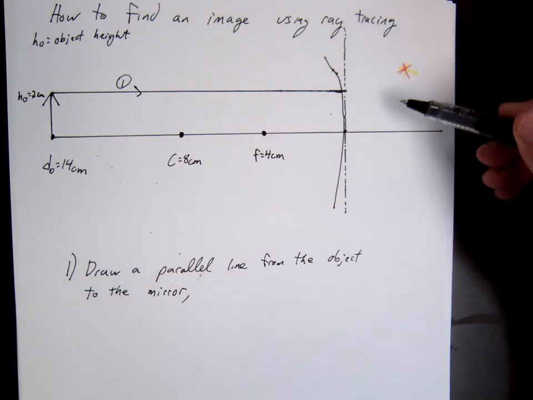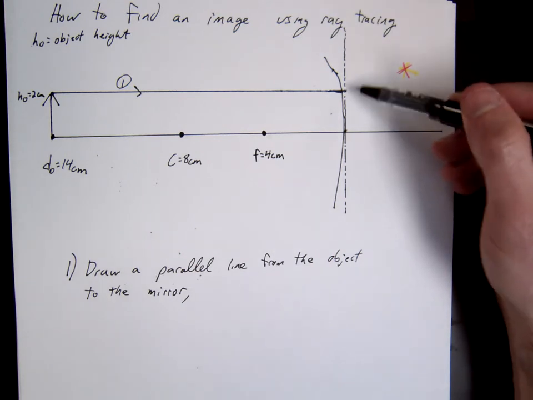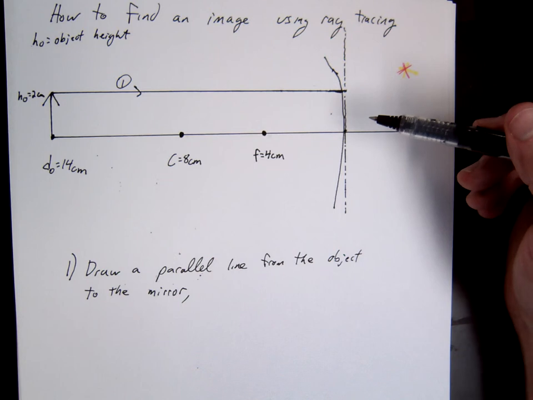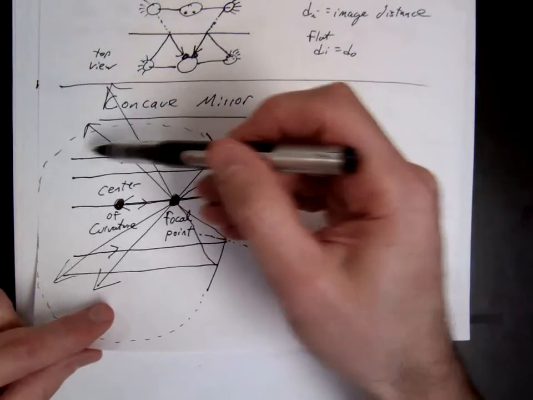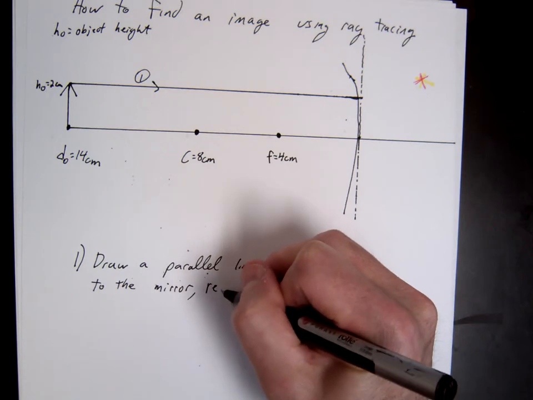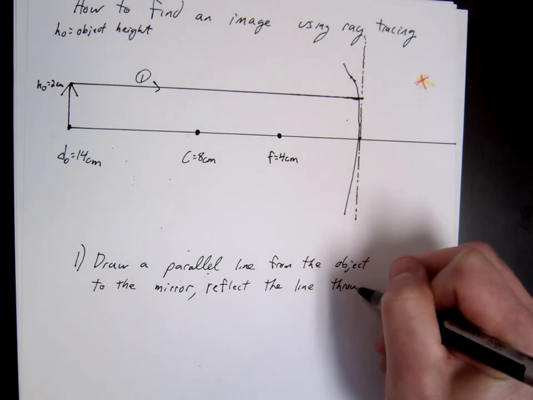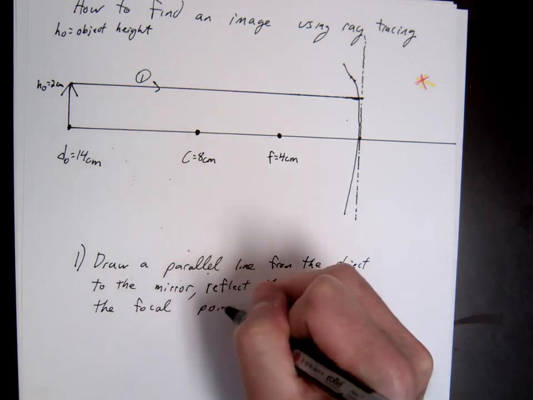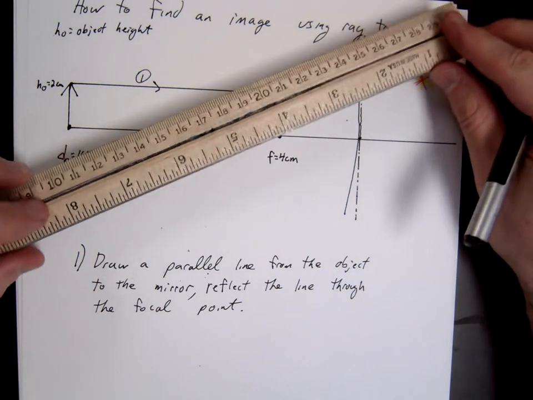Now this is going to hit the mirror, right? It's going to reflect off the mirror, and you should already know how it's going to reflect. What direction is this going to reflect up here? Down, and specifically how down? Through the focal point, right? Look back at this picture. All parallel beams end up going through the focal point. So you're going to reflect the line through the focal point.